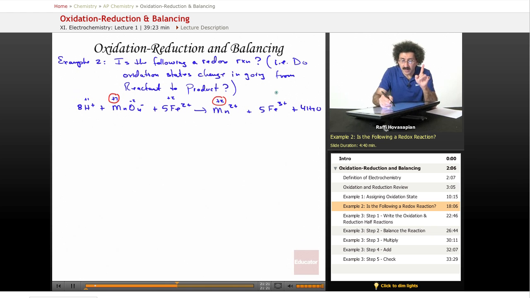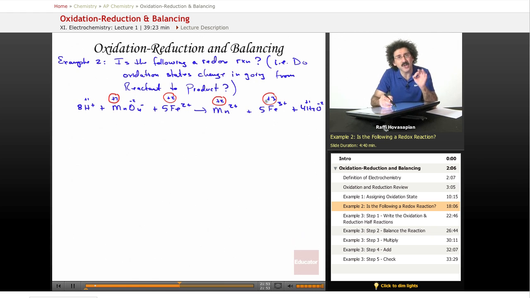Iron is +3. This is +3. Sure enough, iron has gone from a +2 oxidation state to a +3. Oxidation states have changed. Yes. Oxygen -2, hydrogen +1. Hydrogen hasn't changed. Oxygen hasn't changed. Manganese has changed. The oxidation state has gone down. Iron has changed. The oxidation state has gone up.